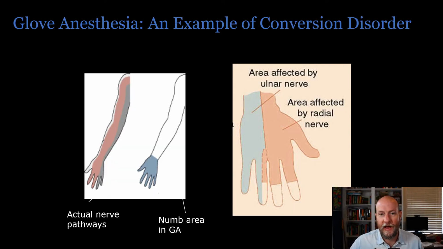Actually, before we do that, I want to show you this example of glove anesthesia. This is one of those ways in which a neurologist or even a psychologist who's versed in this information, who knows physiology, can often differentiate between a real neurological condition and someone who potentially has a conversion disorder. So you have a tendency of people to have something called glove anesthesia. And glove anesthesia is a type of conversion disorder where the person says, I cannot feel my hand at all.